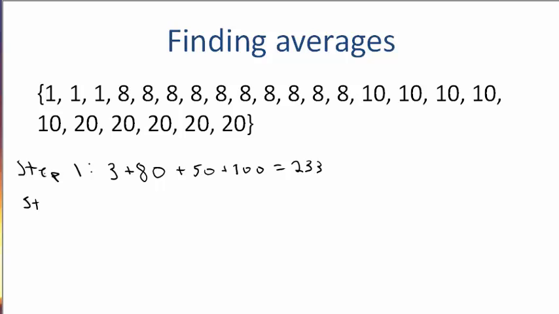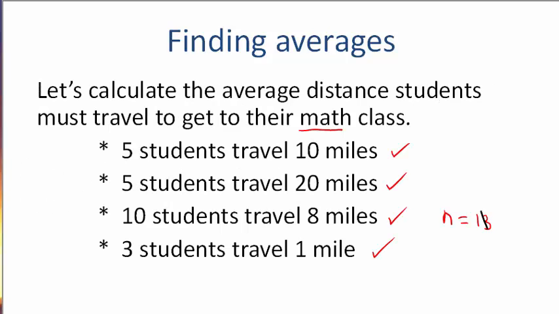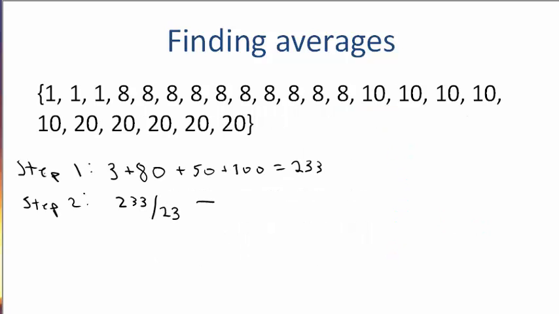Step 2, I take the value 233 and I divide by the number of values in my set. Now, the number of values in my set is 23. It's possible I said 13 before. This is wrong. This should be a 23. 5 students plus 5 students plus 10 students plus 3 students is 23. So I'm going to divide my 233 by 23 and I end up with 10.13.